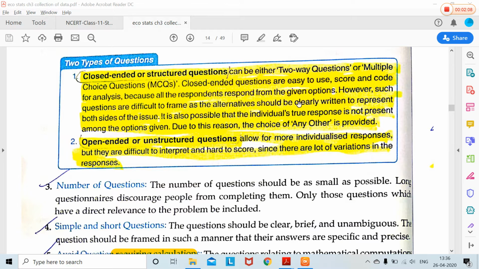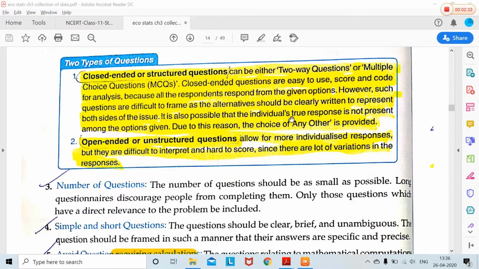So close-ended questions will be easy to use for the respondents because they know already the options are there, so they only have to tick the answer. Again, you can also score them easily. Multiple choice questions are easy to score. You can very quickly analyze all the answers and then arrive at results. But the problem is that sometimes your true response is not present among the options given.